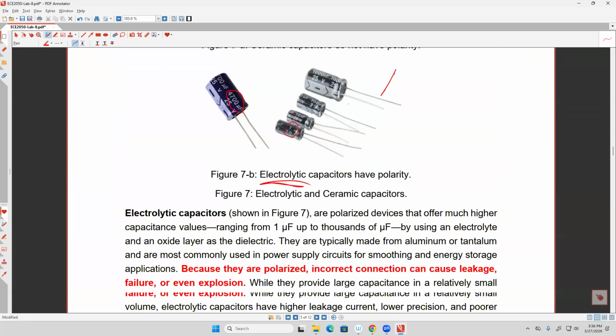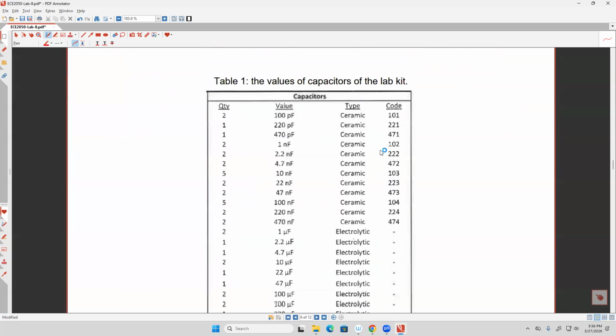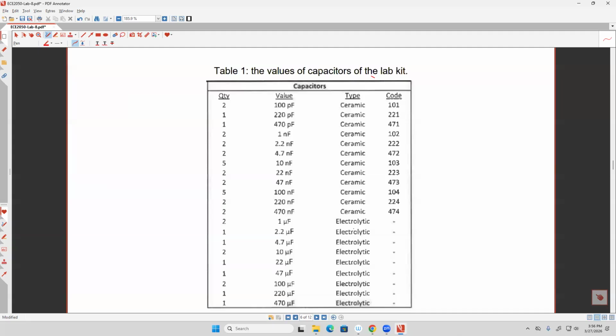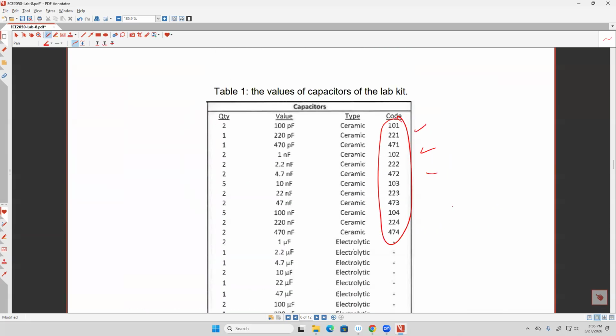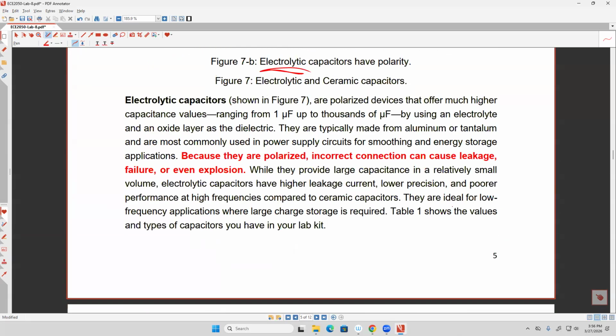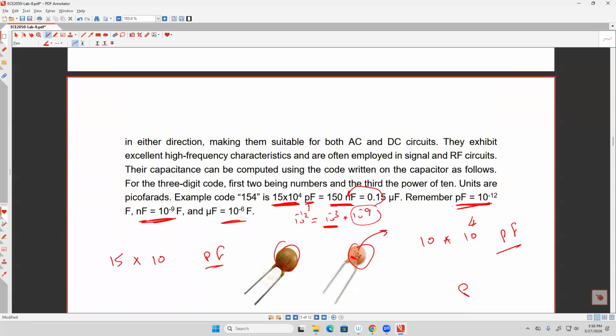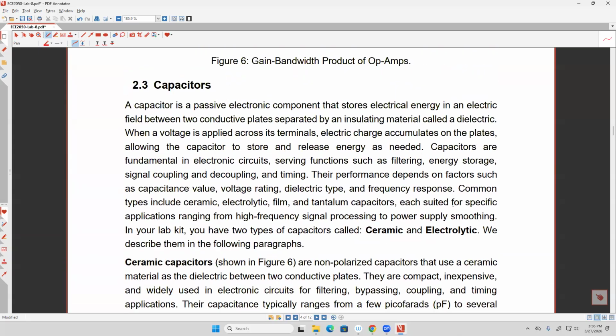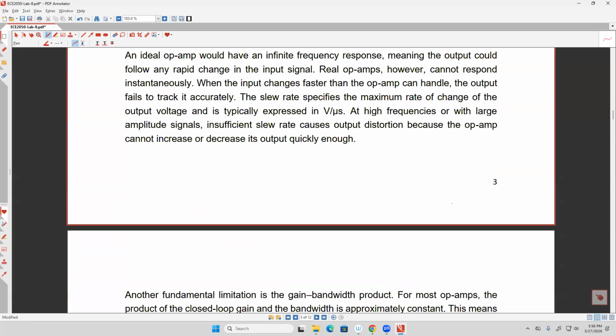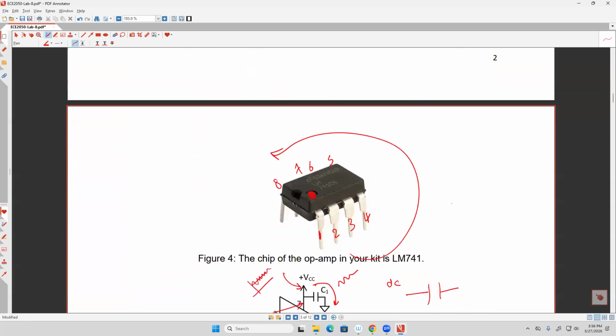Anyway, here also I list all the capacitors you have in your kit. You can see here, again, we're going to use a ceramic one in this lab. So these are the codes you have for ceramic. I think here I didn't give you the exact value, but I give you a range. For this capacitor, I give you a range, but you will see right now, it's written here somewhere.